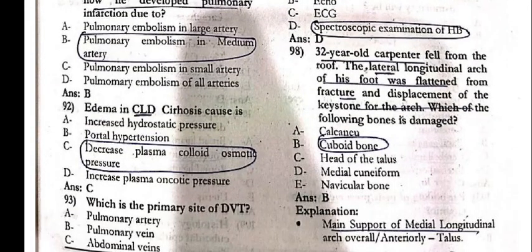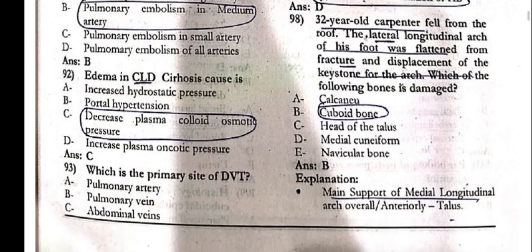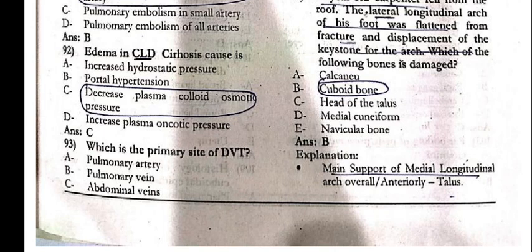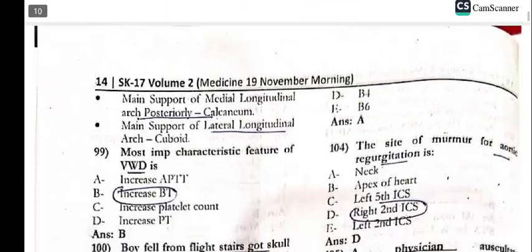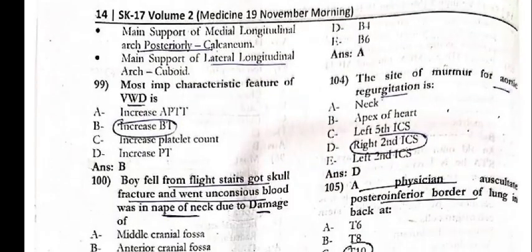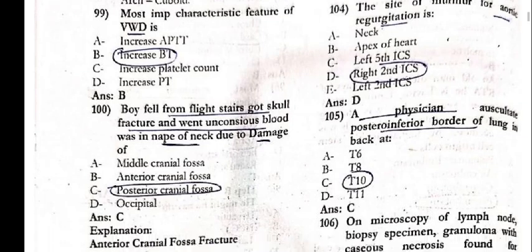Next, 98, the 32-year-old carpenter fell from the roof. The lateral longitudinal arch of his foot was flattened from the fracture and displacement of the keystone of the arch. The bone that is damaged is the cuboid bone. Next, 99, the most important characteristic feature of von Willebrand disease is increased bleeding time.